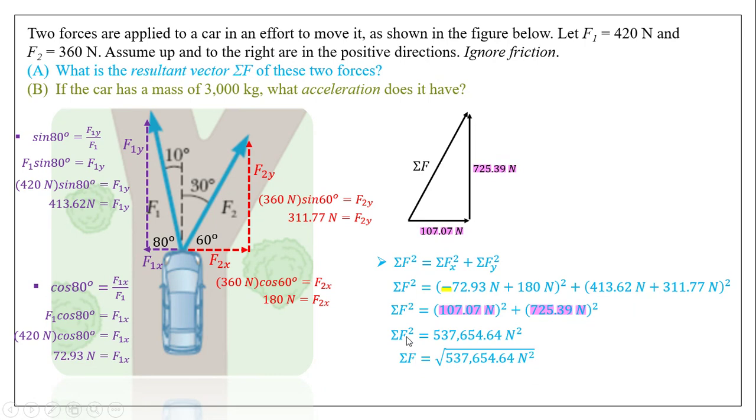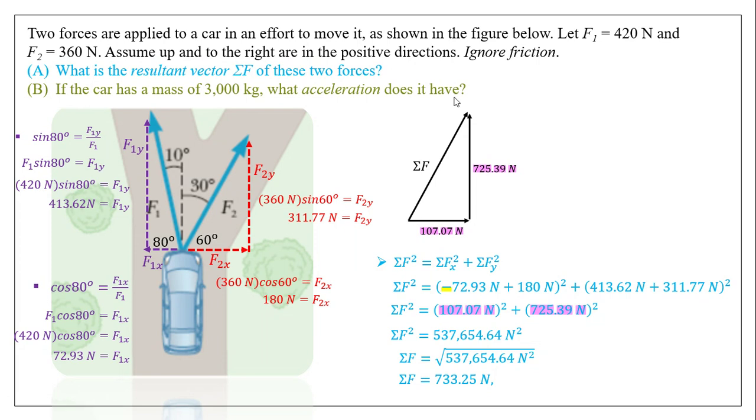So square root of both sides will get rid of the power of 2. And then the square root of 537,654.64 will give us a value of 733.25. So what's the net force? Well, the magnitude of the net force is 733.25. But if I read part A properly, it says what is the resultant vector net force of these two forces?